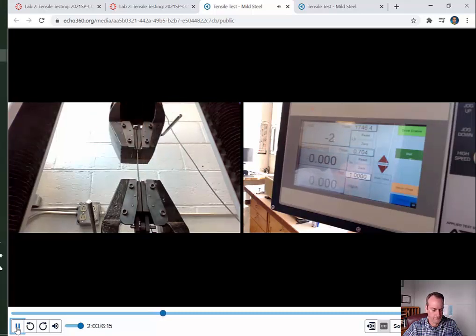So the way this is going to work is I'm going to hit start. We're going to start the test, and then I'm going to hit stop. And every time I hit stop, what you're going to be recording is your load and your displacement. From that load and displacement, then you can calculate your stress, which is load divided by that area we just figured out, and our displacement.